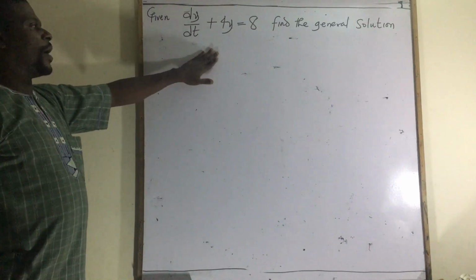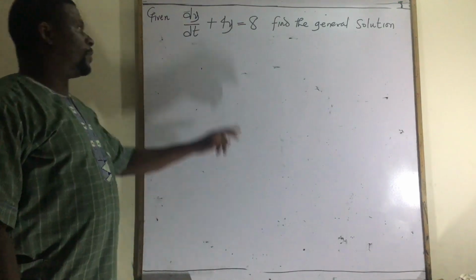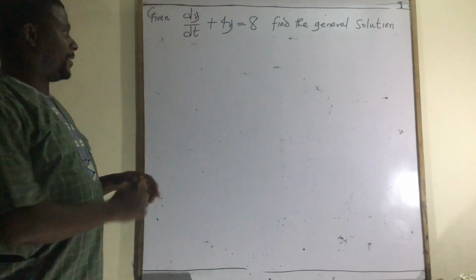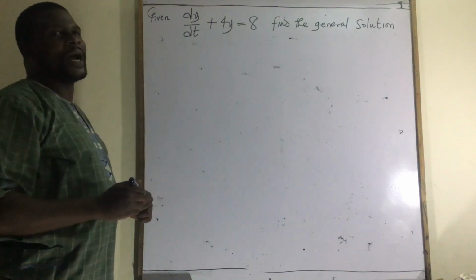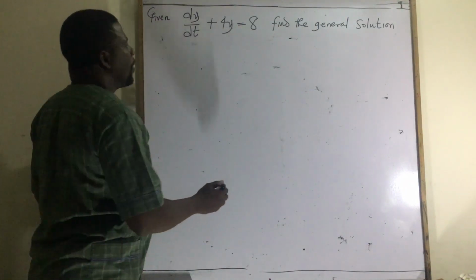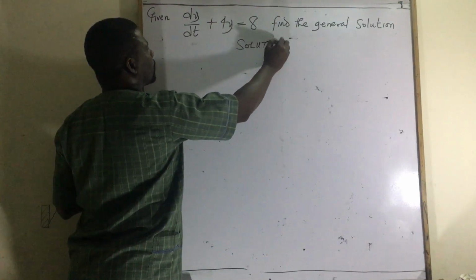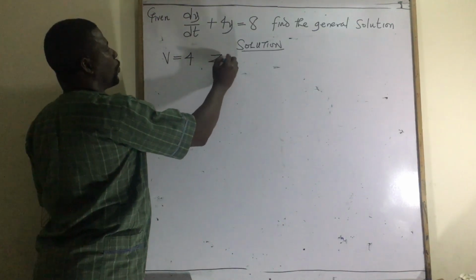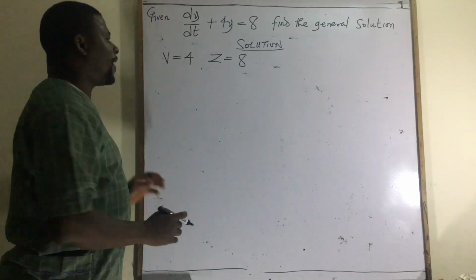Now look at this question. How will you know that this is a first order differential equation? The moment you see dy/dt, that's how you know, and then you have another number with y and another number standing alone. So from here, I already know that my v is 4 and my z is 8. Write that first. I've taught you how to identify that.